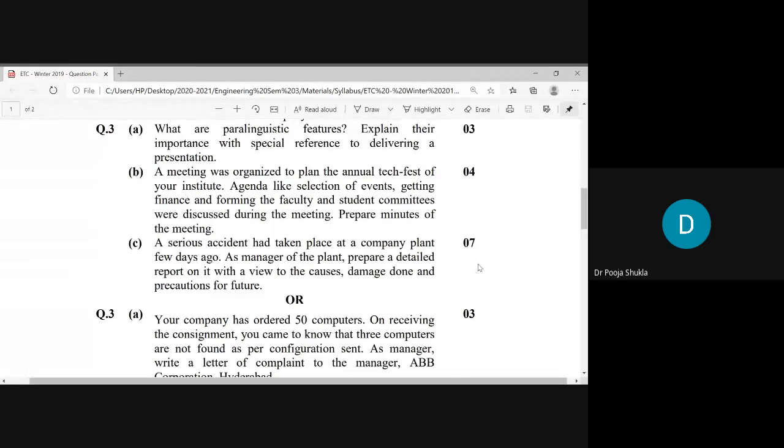So they have actually given you certain bits of information. One, what is the title of the minutes? For what was the meeting called? It was called to plan the annual tech fest of, instead of writing your institute, you have to write a name. Let's say annual tech fest of MU. Annual tech fest of GTU. Annual tech fest of Saurashtra University, SU. Gujarat University, GU. Right? Kindly don't write the meeting title as annual tech fest of your institute.